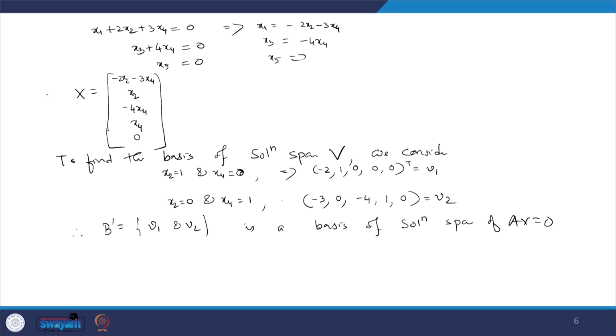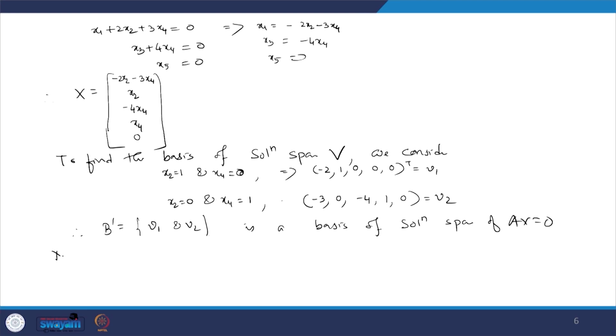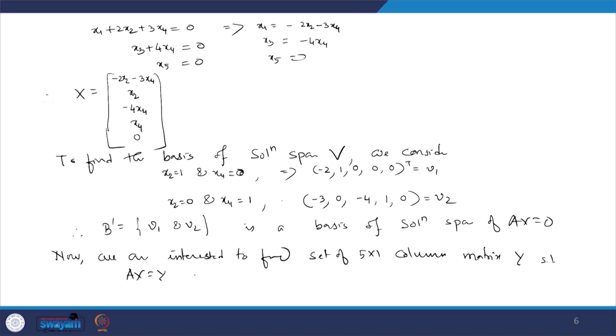So, the next question was, for what 5 cross 1 column matrix Y does the system Ax equal to Y have solutions. Now, we are interested to find the set of 5 cross 1 column matrices Y such that the system Ax equal to Y will have a solution capital X.